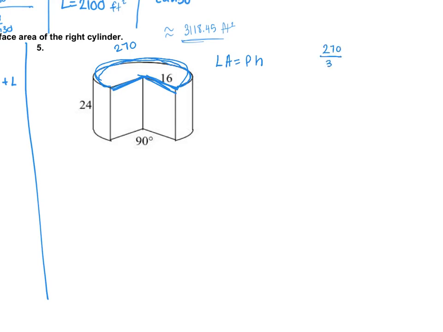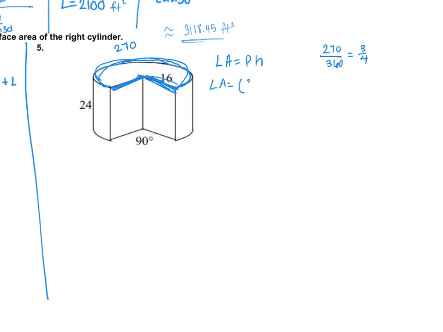So now, 270 out of 360 is going to equal 3/4. So that means that this whole portion is only 3/4 of the total circumference, right? So then for my perimeter, whatever I get for the circumference, I'm going to multiply it by 3/4. And then I'm going to add the 16 and the 16, okay? So let's go ahead and do that.